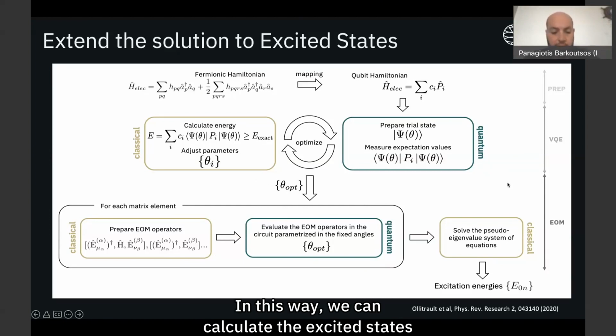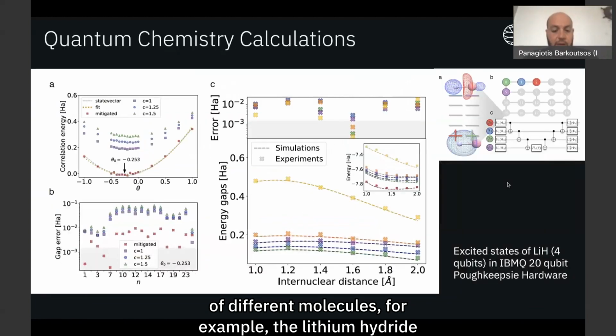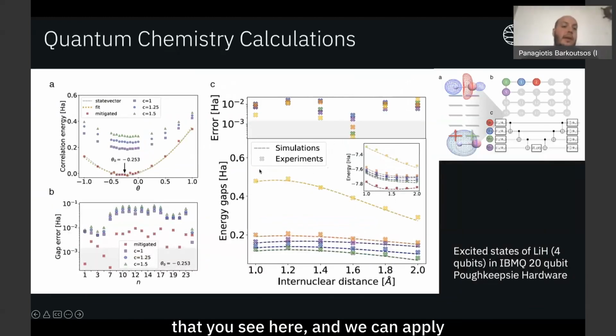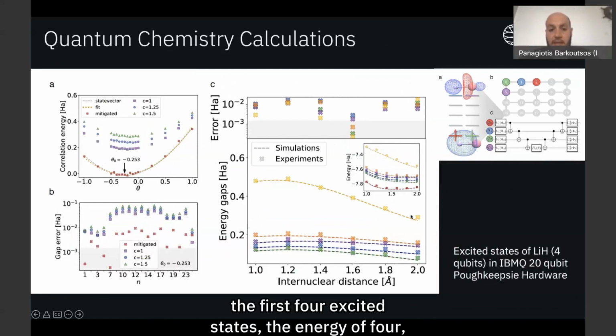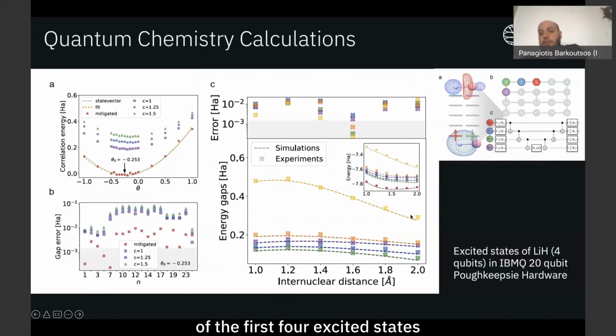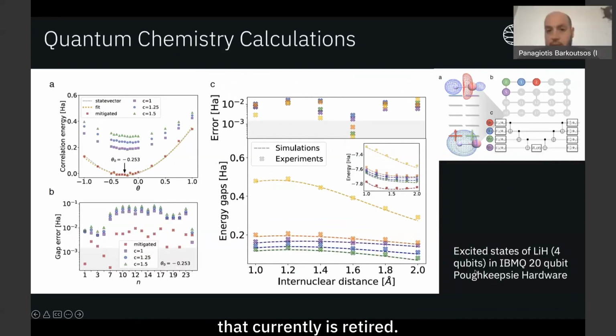In this way, we can calculate the excited states of different molecules, for example, the lithium hydride that you see here. And we can apply, again, error mitigation techniques in order to get good and accurate results. You see here that we are able to capture the energy of the first 4 excited states in a 4-qubit experiment that we did in the IBM Quantum Poughkeepsie hardware that currently is retired.